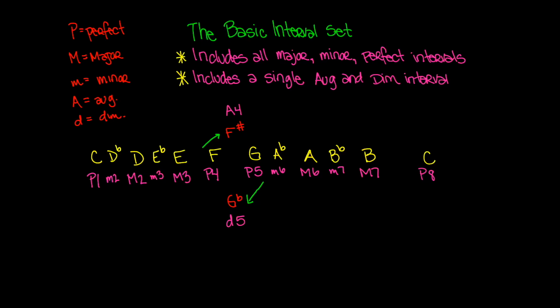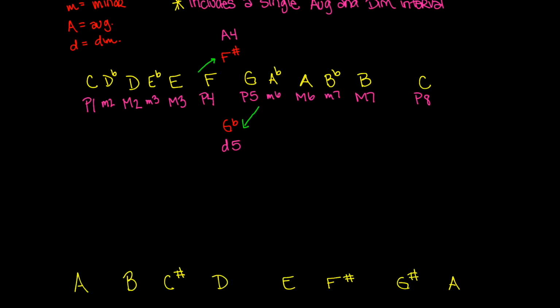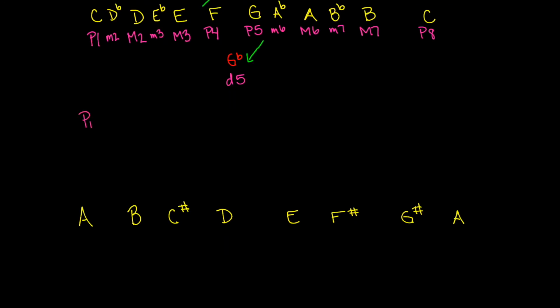Let's go ahead and write this out in a little cleaner form. P1, minor second, major second, minor third, major third, perfect fourth, and then here's where it gets kind of funny, right? Then we have augmented fourth or diminished fifth, and then moving on, we have perfect fifth, minor sixth, major sixth, minor seventh, major seventh, and finally perfect eighth.